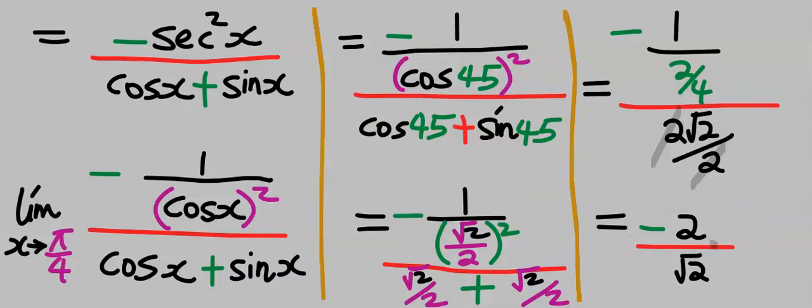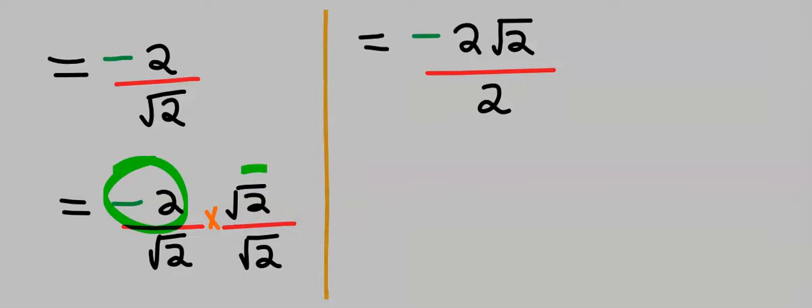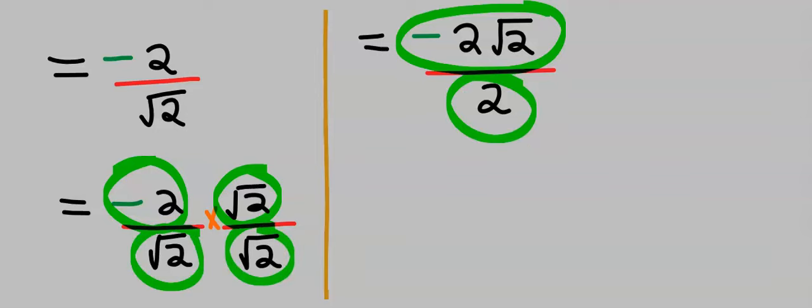Next, this is not a proper surd. Hence, we're going to rationalize. Next, by rationalization, I will use this square root at the denominator and multiply both the numerator and the denominator. Minus 2 multiplied by root 2 will give you minus 2 root 2. And root 2 multiplied by root 2 will give you 2.